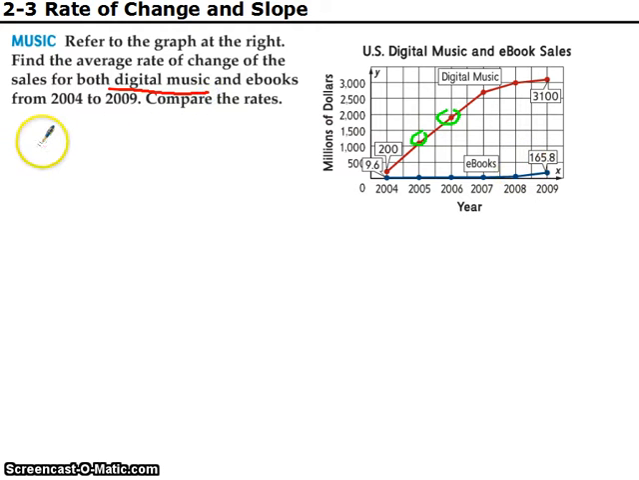Okay, so I'm going to do the digital music, and then I'm going to have you guys do the ebooks. Okay, so DM for digital music. I've got a point at 2009, 3100. So I'm going to make that 2009 is your X, 3100 is your Y. And I've got another one down here. It looks like 2004 and 200.